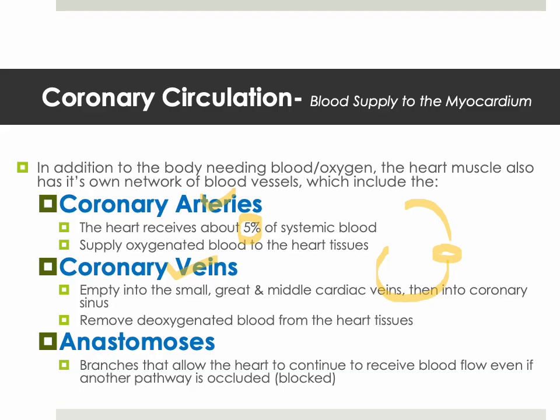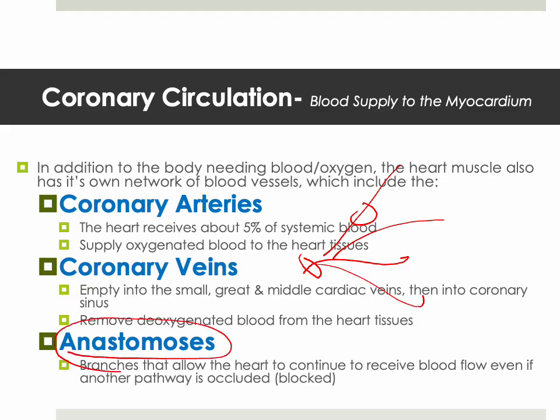Anastomosis is just branchings that are allowed to continue to receive, like little branching connections. This is just an adaptation of the heart, so if, God forbid, one of those main arteries or vessels gets blocked, blood can be diverted to other areas. Because if the main blood supply is only done by one artery, we're going to be in huge trouble. That's why those anastomoses are very important.